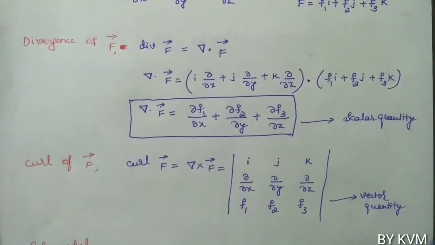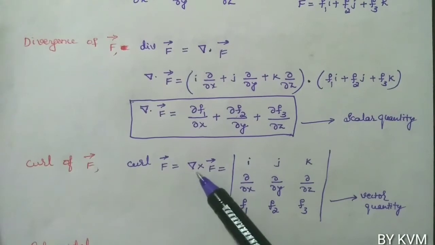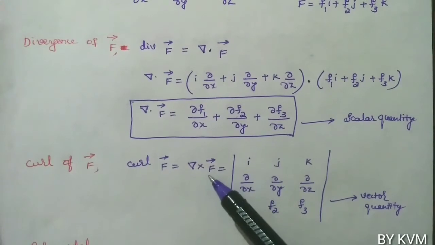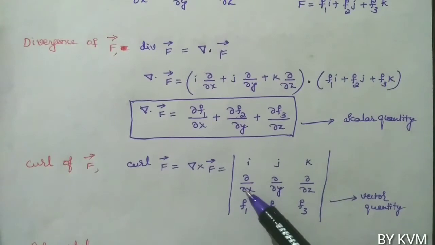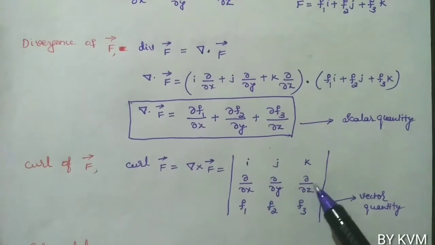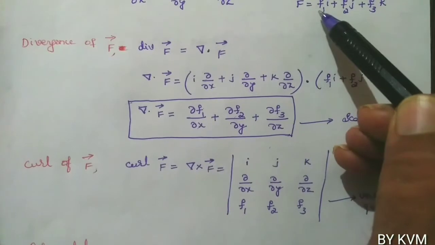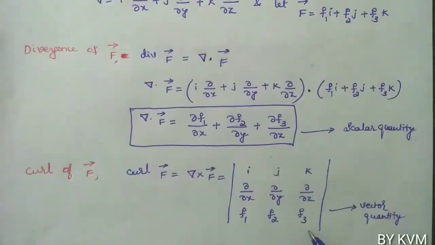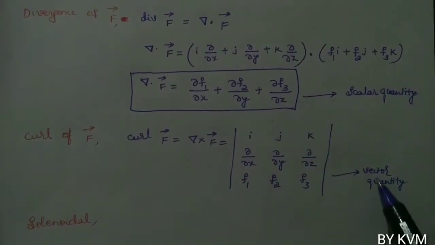So now curl of vector f. Curl of vector f is denoted by curl f or del cross f. This is equal to the cross product of two vectors, that is a determinant. First row is i, j, k, second row is the del operator, so ∂/∂x, ∂/∂y, ∂/∂z. Then the third row is vector f, that is f1, f2, f3. So here the curl of a vector quantity, that is curl of vector f, results in a vector quantity.